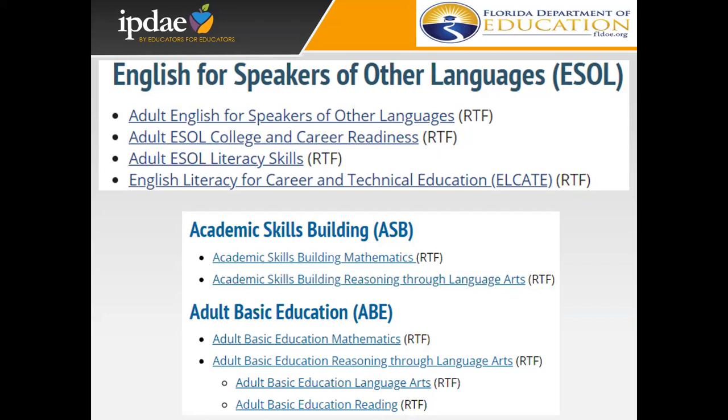2, Florida DOE Life and Work Competencies. 3, prerequisite ESOL literacy skills, and 4, civic standards. So all of these components are part of the frameworks for ESOL, right? But again, like I said, all the curriculum frameworks for ESOL, the academic skill building, and the adult basic education programs are available on the DOE's website.